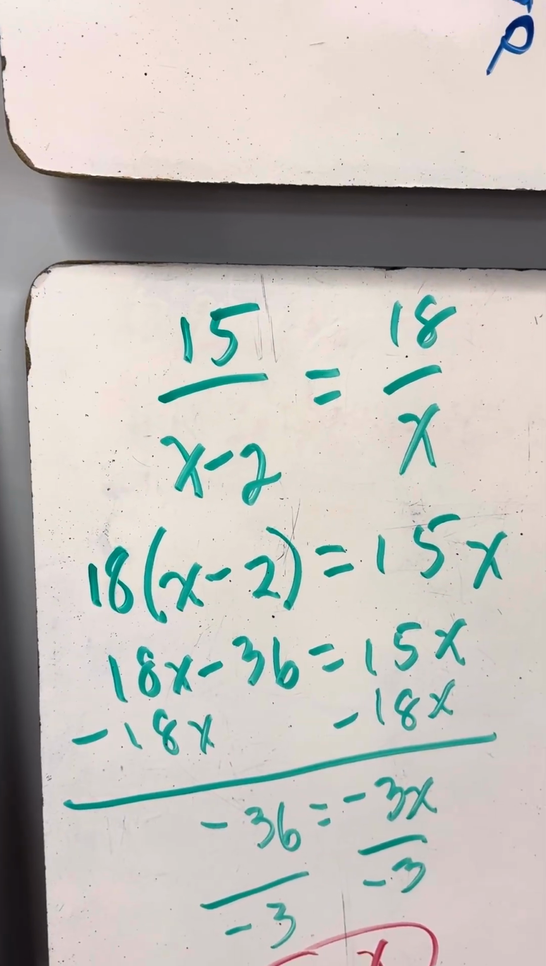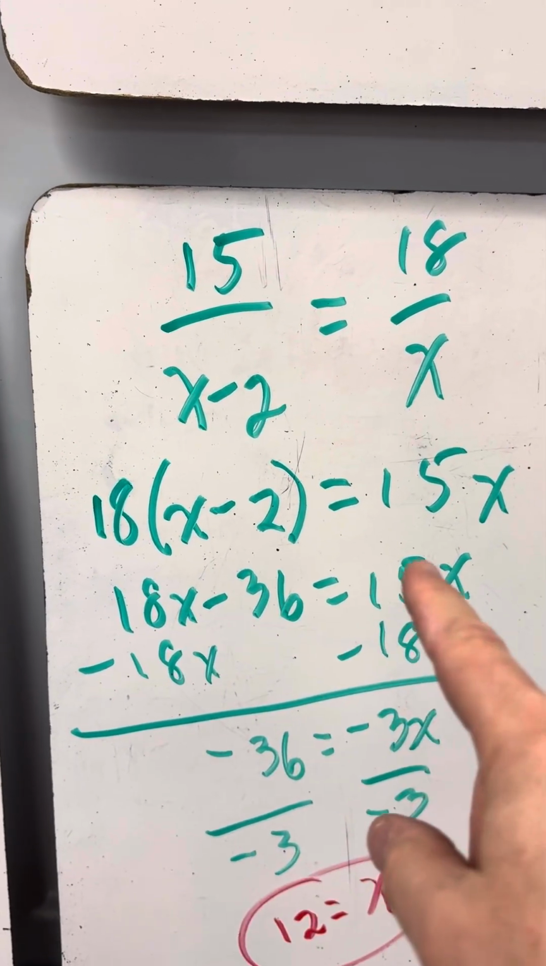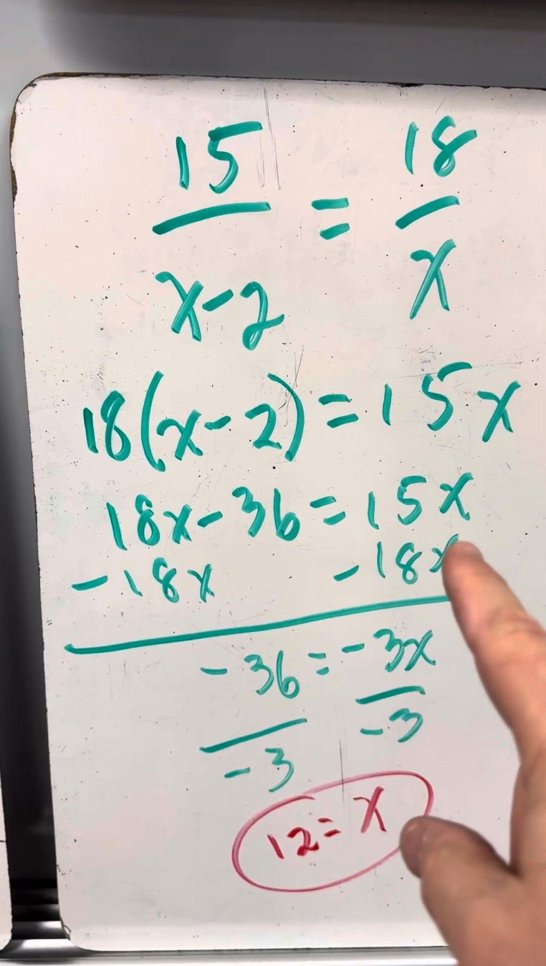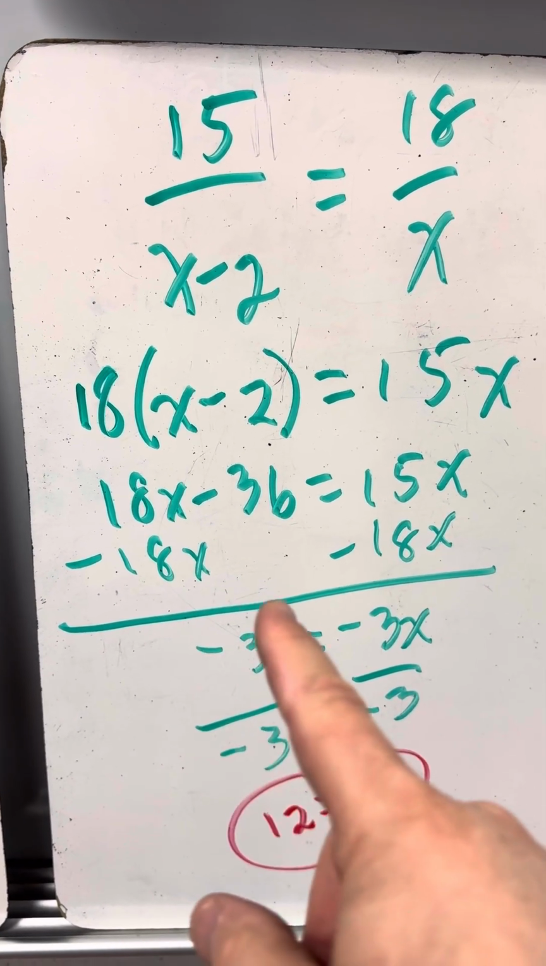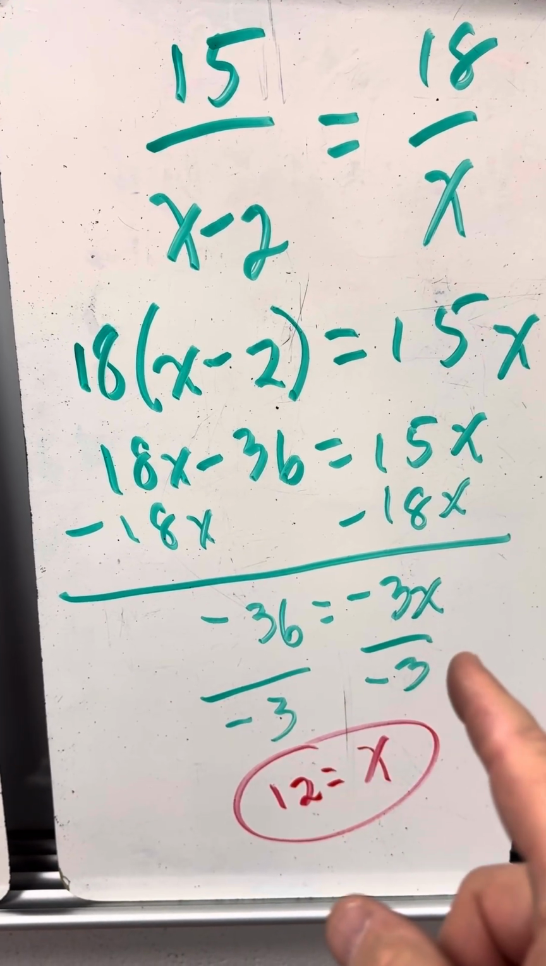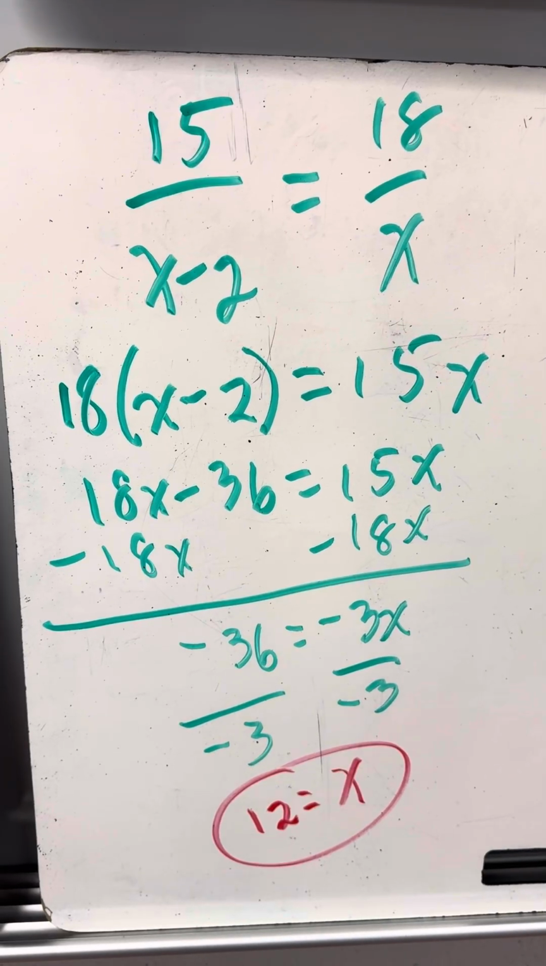Cross multiply. 18 times X minus 2 equals 15X. Distribute. 18X minus 36 equals 15X. Minus 18X from both sides. I get negative 36 equals negative 3X. Divide by negative 3 and X equals 12.